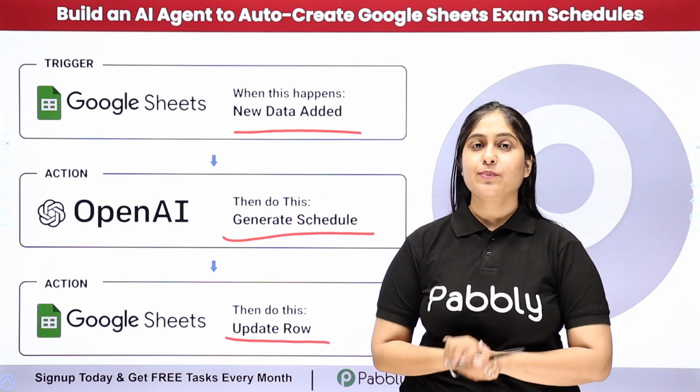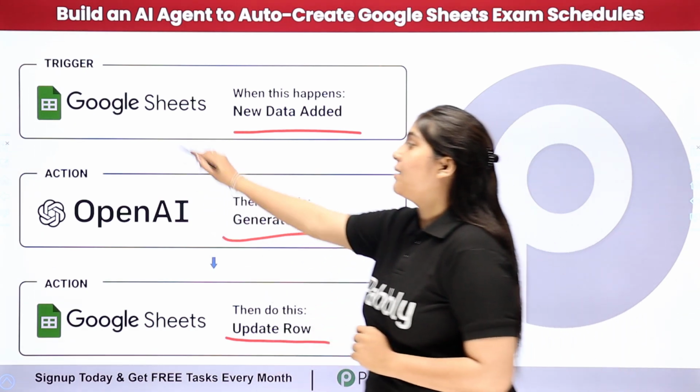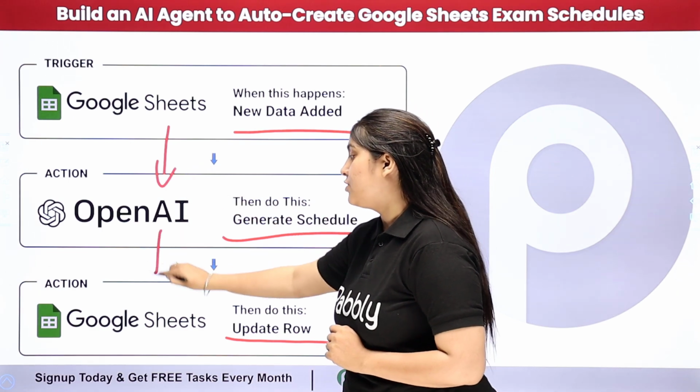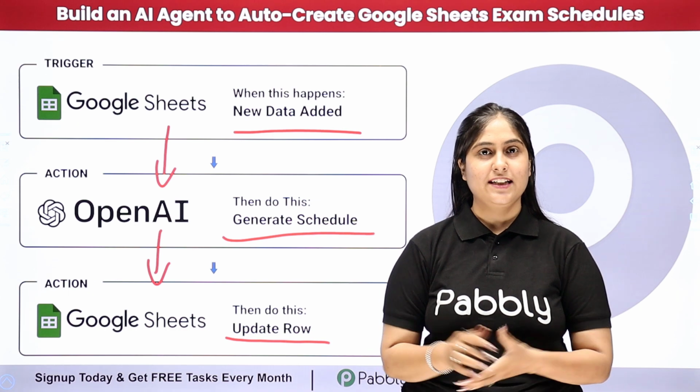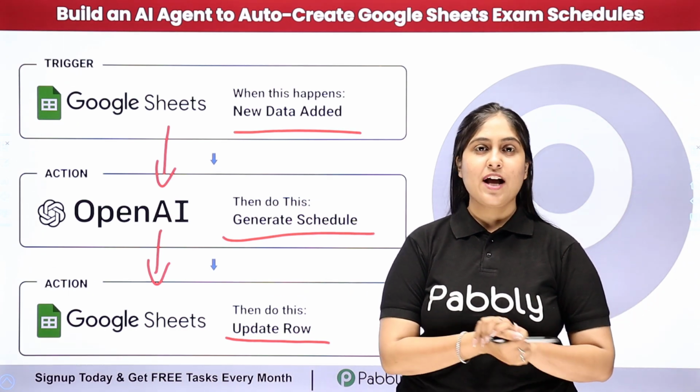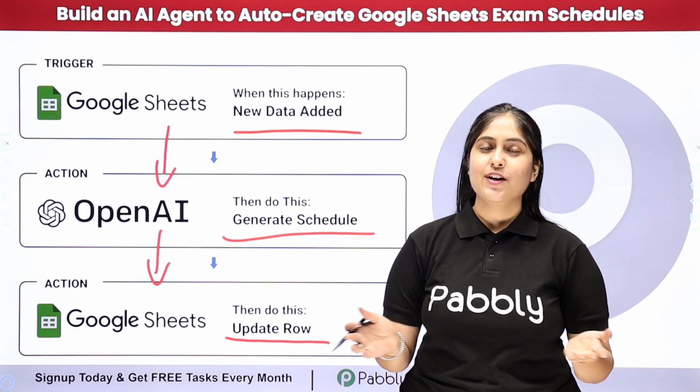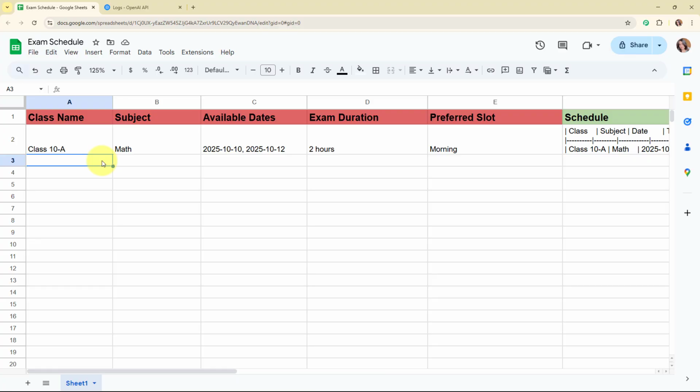Now to automate the entire process, I need to connect my Google Sheets with OpenAI and Google Sheets again using an automation software named Pabbly Connect. So to see the working of this automation and to learn this process step by step, let me take you to my screen. Welcome to my screen.